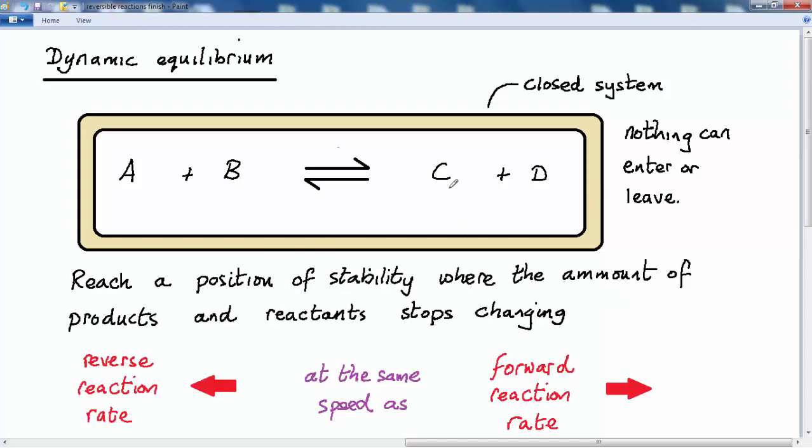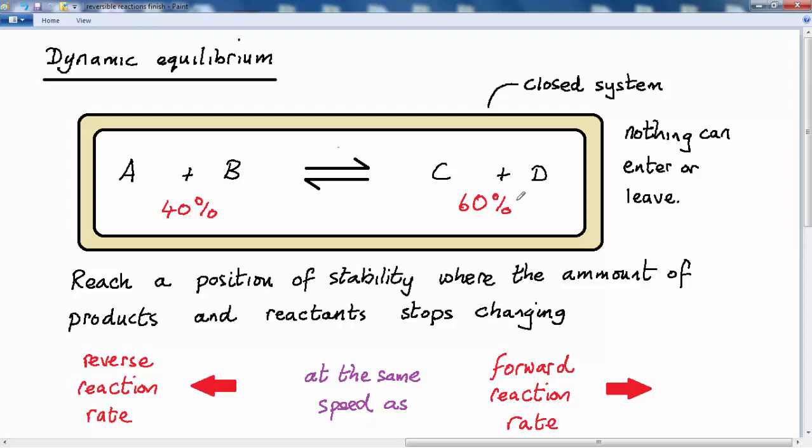So C is reacting with D with the same reaction rate as A is reacting with B, and the reaction reaches a stable point where the percentage of product and reactants is fixed. So you may, for example, have a situation where you've got 40% of A and B present and 60% of C and D. So in this particular case, we can talk about the position of equilibrium being shifted towards C and D.